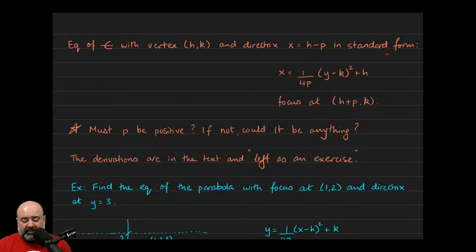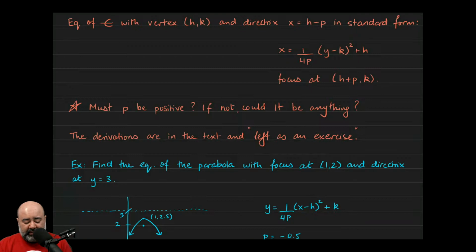And in standard form, the equation of the parabola then becomes x equals, notice this is not y equals, it's x equals 1 over 4p, this is the same, y minus k, the quantity squared, where k is the y coordinate of the vertex, plus h, where h is the x coordinate of the vertex. And in this setup, the focus is at h plus p comma k. Again, in order to get to the directrix, we subtract p. In order to get to the focus, we add p.